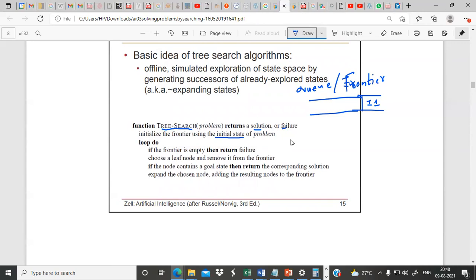Otherwise, choose a leaf node and remove it from the frontier. Here, leaf node means, let us not get confused. Here, leaf node means we are talking about the solution. We are not talking about the original problem. The original problem may be a complete tree.